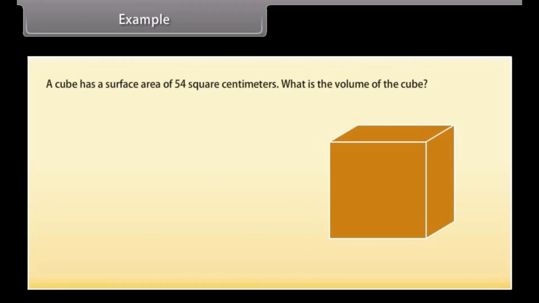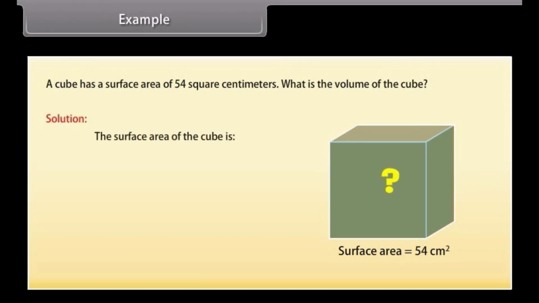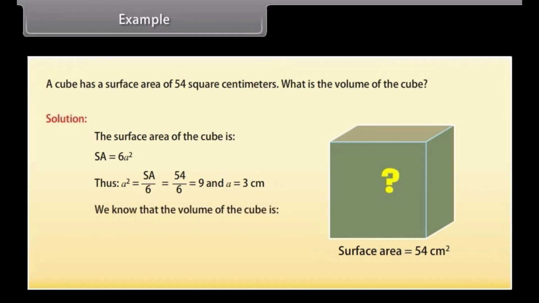Let's now solve an example to find the volume of a cube. A cube has a surface area of 54 square centimeters. What is the volume of the cube? Solution. The surface area of the cube is SA = 6a². Thus, a² = SA/6 = 54/6 = 9, and a = 3 cm. We know that the volume of the cube is V = a³. Therefore, V = 3³, or V = 27 cm³.